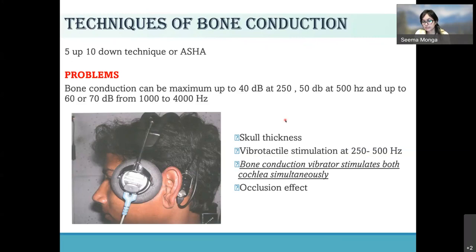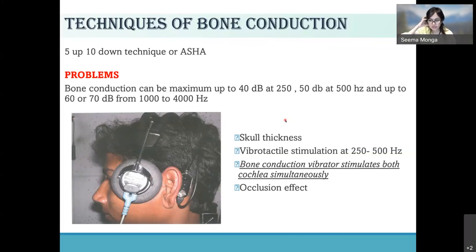What is the masking? The biggest problem with the bone conduction vibrator is that whenever you are giving the stimulus to one cochlea through bone conduction, the second cochlea is also getting stimulated simultaneously, with the exact same sound. So you're stimulating this cochlea, and the exact same level of intensity is stimulating the other cochlea. So this is the main problem with bone conduction vibrator.